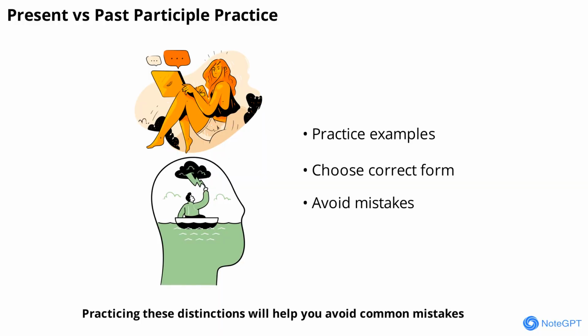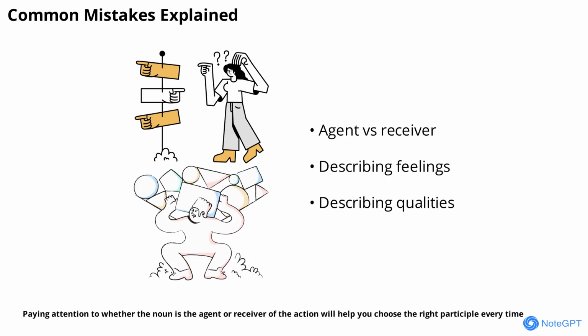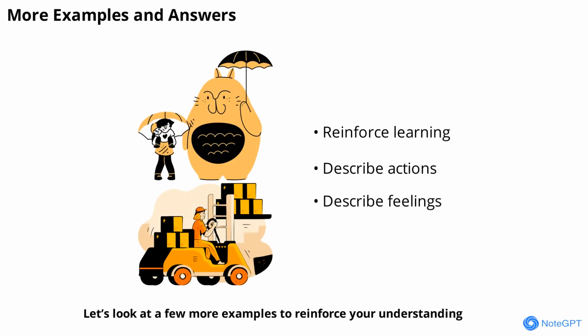Practicing these distinctions will help you avoid common mistakes. It's easy to mix up present and past participles, especially in tricky sentences. For instance, "His explanation made me more [blank]." The right answer is confused, not confusing, because you are describing how you feel, not the explanation itself. Another example, "He is an [blank] writer." Here, interesting is correct because the writer creates interest. Paying attention to whether the noun is the agent or receiver of the action will help you choose the right participle every time. Let's look at a few more examples to reinforce your understanding.